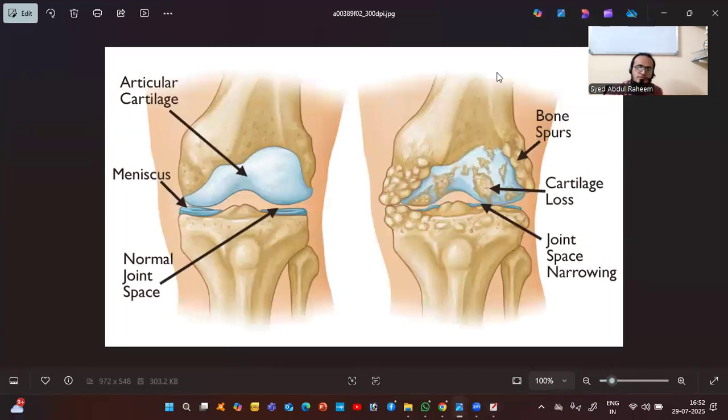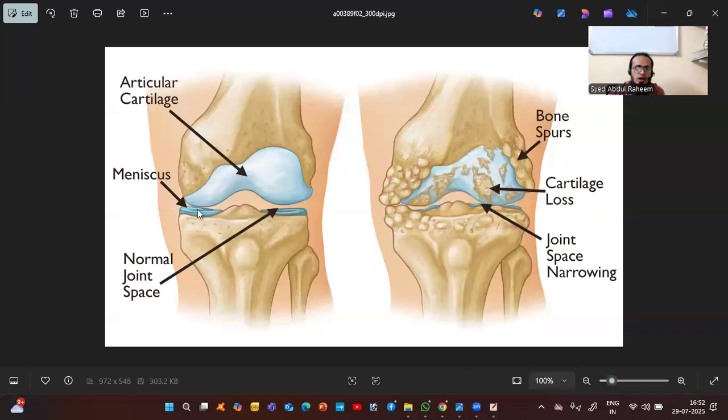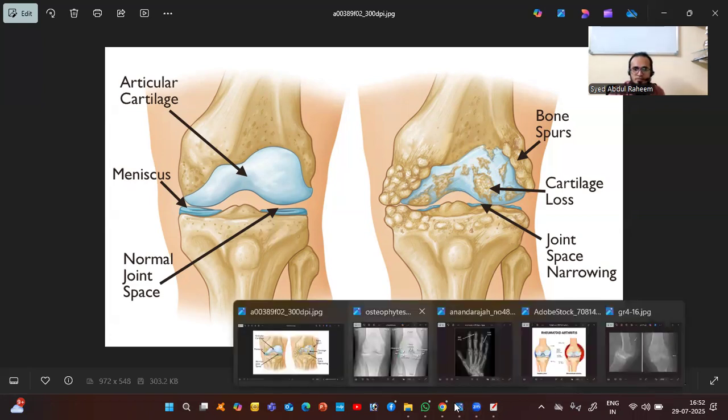So this is the cartilage. We have that, and we have this bone. And we have the meniscus also, and the joint space. So in osteoarthritis, first, what will happen? Next image, you can see this image.